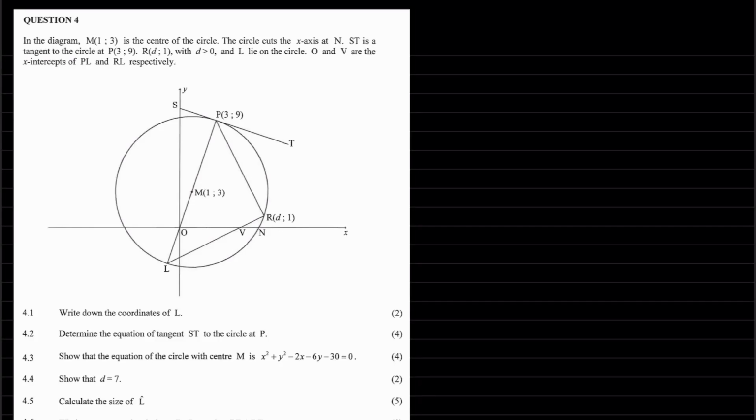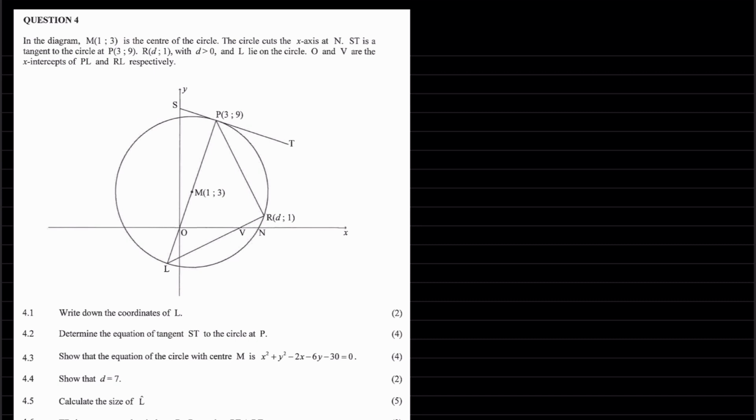Let's take a look at this analytical geometry question. The question reads: in the diagram, M is the center of the circle. The circle cuts the x-axis at N. ST is a tangent to the circle. R(d; 0), d greater than 0, and L lie on the circle. O and V are the x-intercepts of PL and RL respectively. 4.1, write down the coordinates of L.